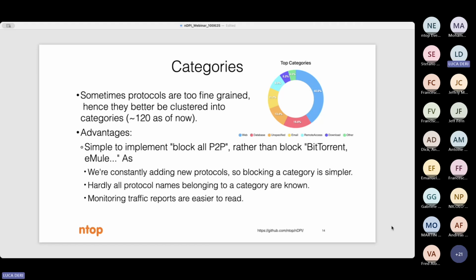Also, if you use the category, whenever we add a new protocol that is peer-to-peer, you have the application updated. Otherwise, if we add a new protocol that is peer-to-peer, you don't know that this was a peer-to-peer protocol. If you don't select it as a protocol, you will not match it under peer-to-peer. So I encourage you to use category a lot because they are very helpful, in particular for configuring applications.